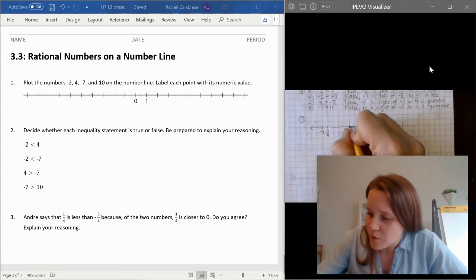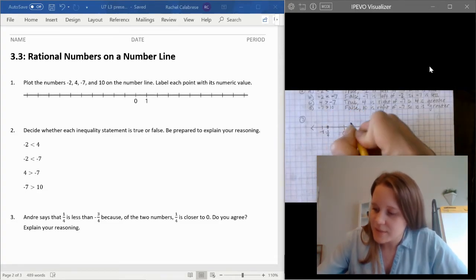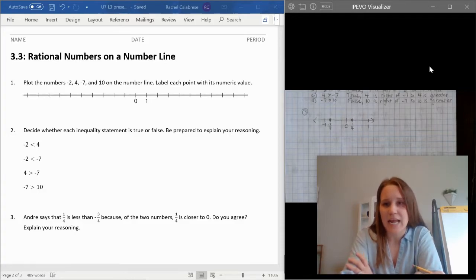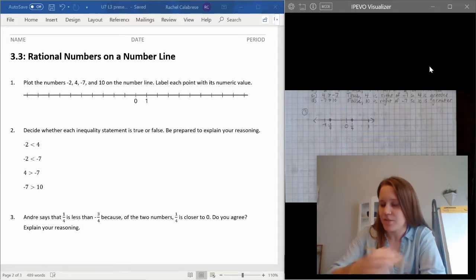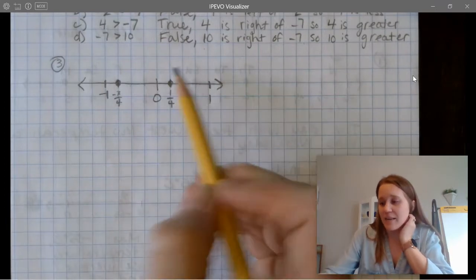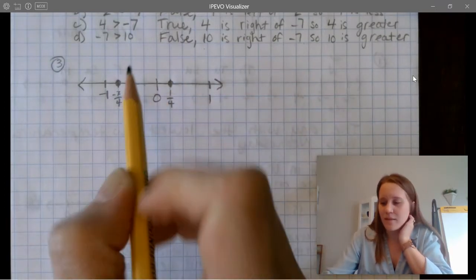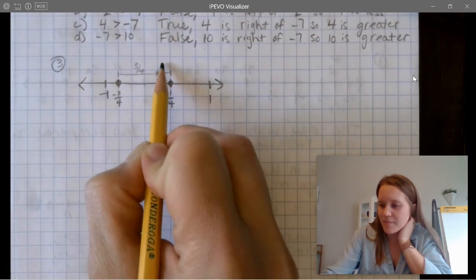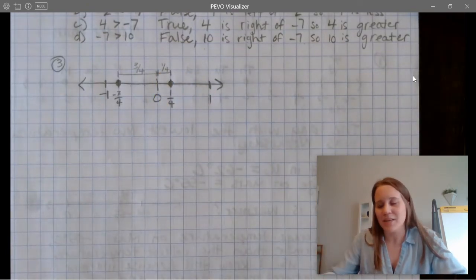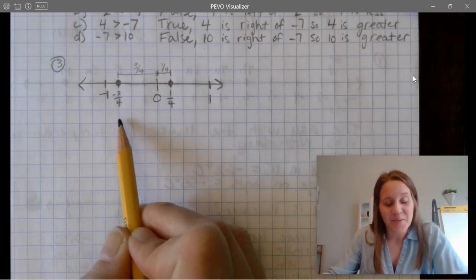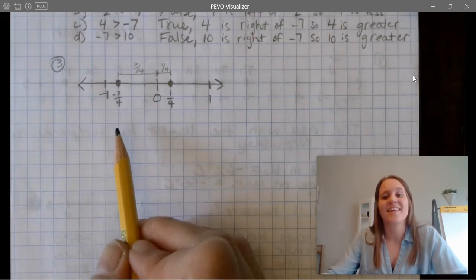All right, so we are comparing 1/4 and -3/4. Let me read one more time what Andre says, and then I'll make my notes bigger for you. Andre says that 1/4 is less than -3/4 because of the two numbers, 1/4 is closer to 0. Do you agree? Explain. I agree that 1/4 is closer to 0. Do you? 1/4 is only 1/4 unit away, whereas -3/4 is 3/4 unit away. So I agree that 1/4 is closer to 0, but I don't agree that 1/4 is less. I actually think -3/4 is less because, do you know why? It's farther to the left.